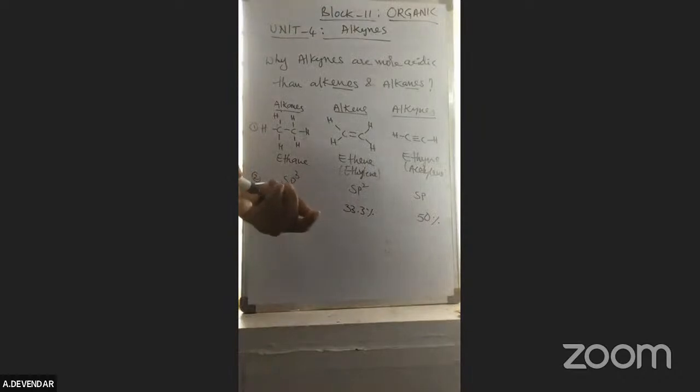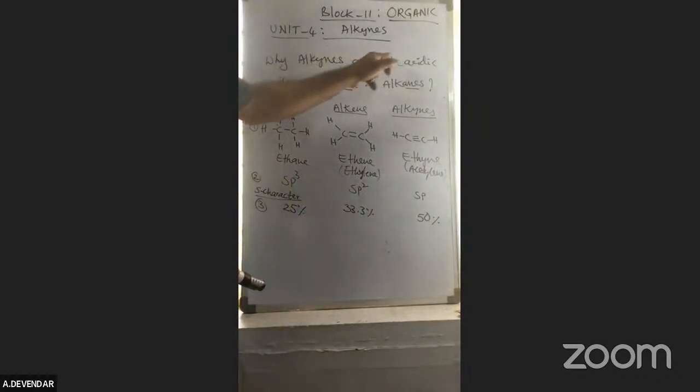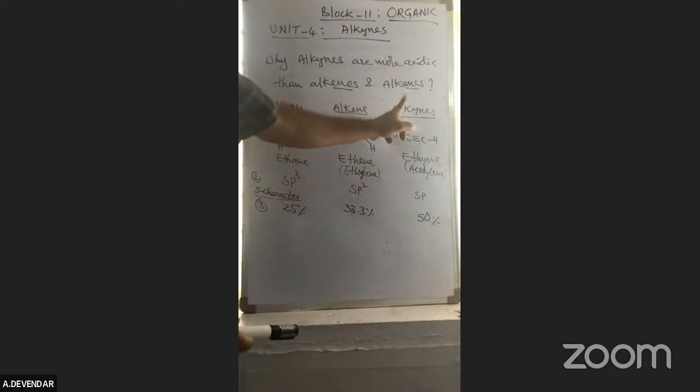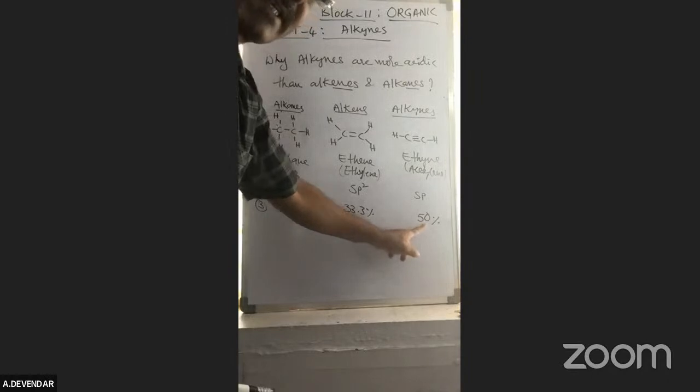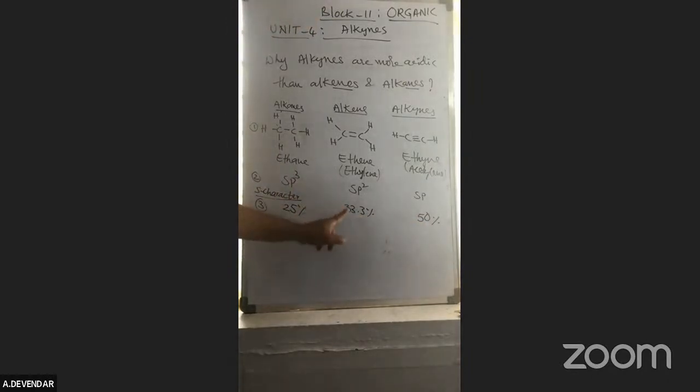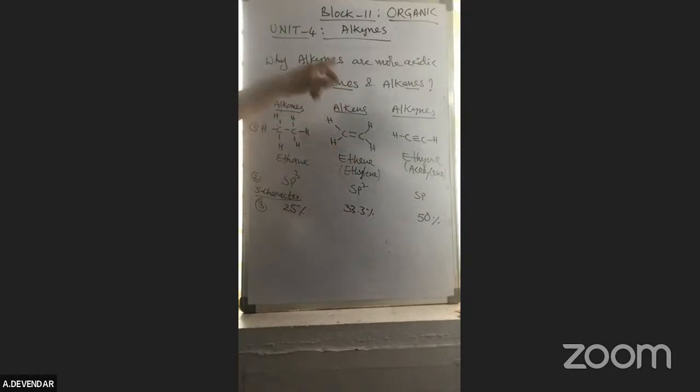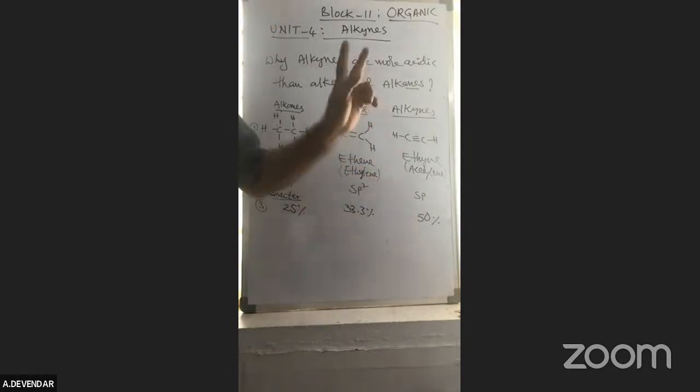Now coming to my point: why are alkynes more acidic than alkenes and alkanes? See, s character in the alkanes is 25%, in the alkenes 33.3%, in the alkynes 50%. That means there is a gradual increase of s character. Due to that, the mobility of the electrons becomes very loose, so electrons are easily lost. That is why alkynes are more acidic.